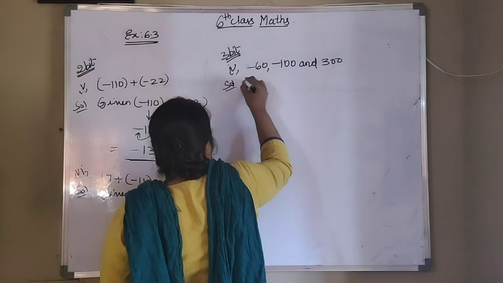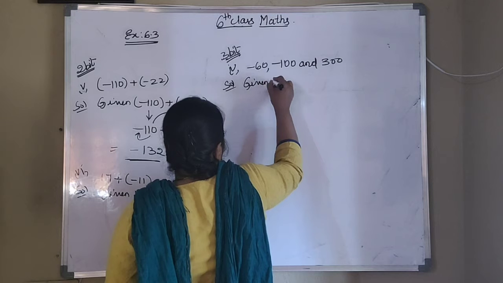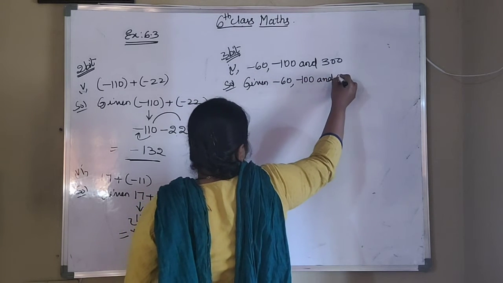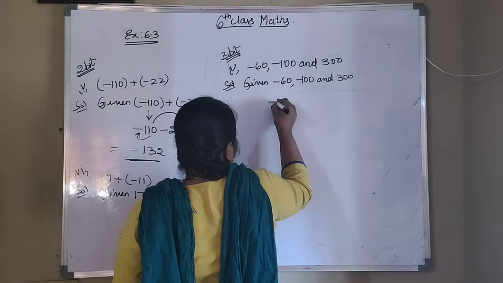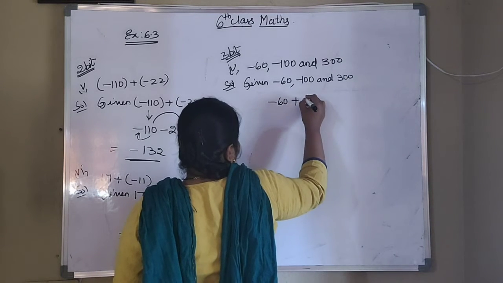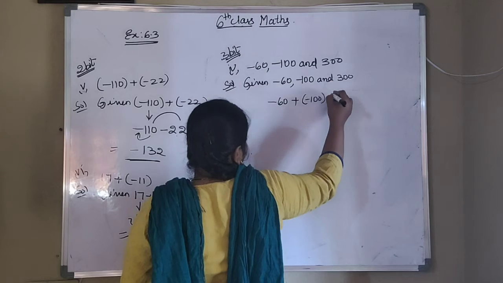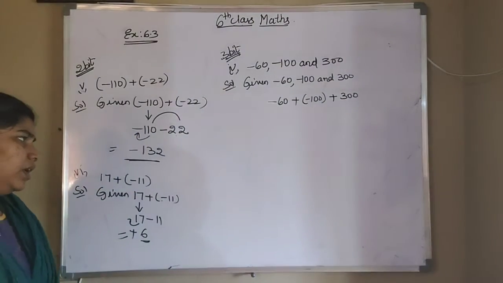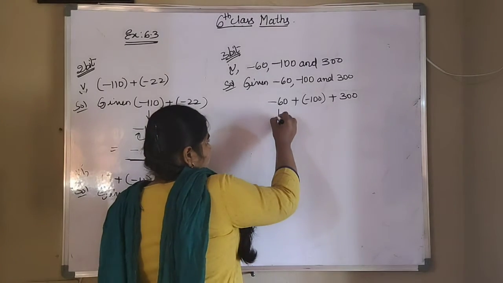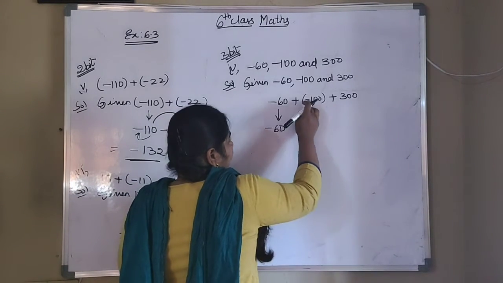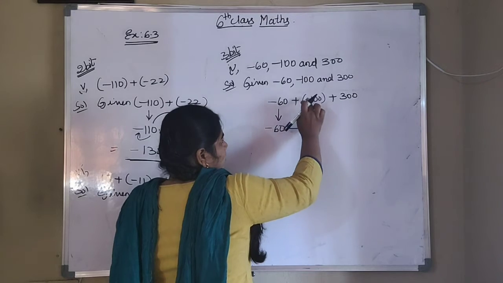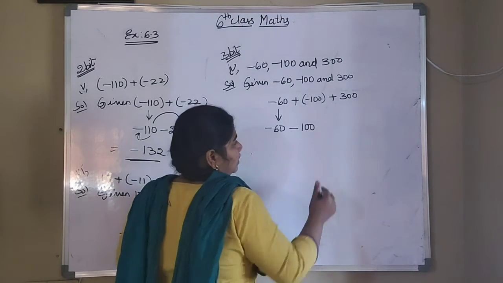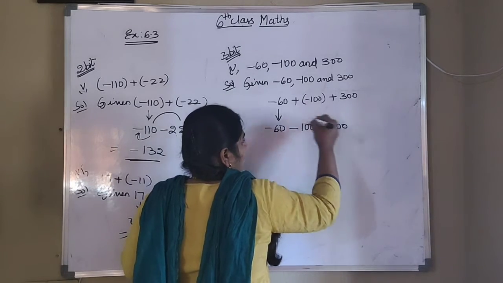So given minus 60 comma minus 100 and 300. So in place of comma we have to place as plus, and in place of and also we have to make it as plus. Okay, again the same method. So first number write as it is. Double sign convert into single sign. Plus into minus is minus 100. 300 is having only single sign, so you write it as plus 300 as it is.